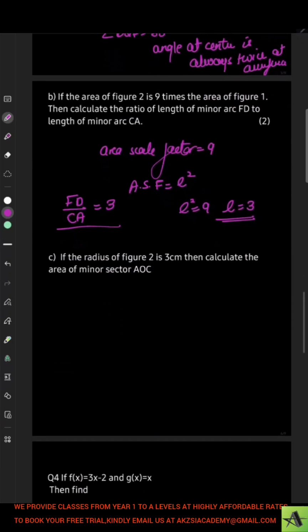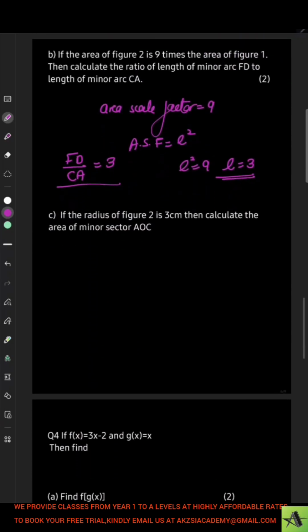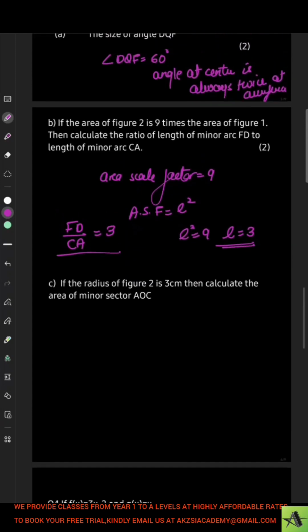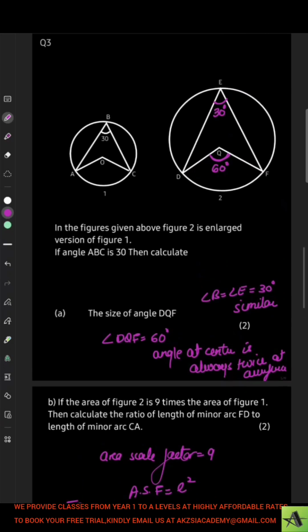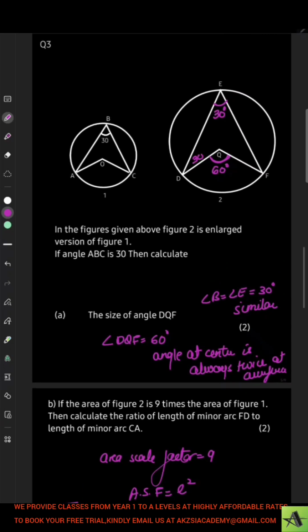Moving on to part C. If the radius of figure 2 is 3 centimeters, then calculate the area of the minor sector AOC. In figure 2, if the radius is 3 centimeters and we know that the length scale factor is 3, that means this smaller, let's say this be x, so this DQ is 3 times AO. That's called the length scale factor, by which I'm multiplying to get my bigger or smaller one.